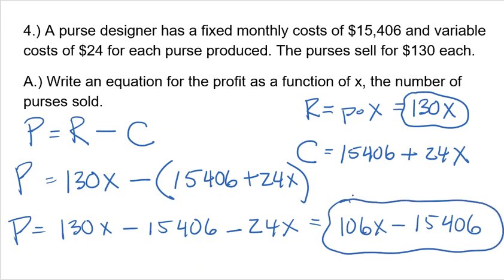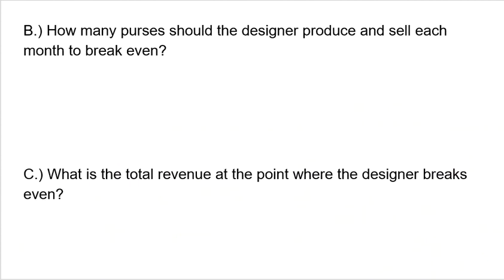If you know how many purses you're selling, plug it in. So if you only sell one purse, you are not making any money. You're going to make negative profit because you spent way too much in overhead and you only sold one purse. So you need to sell a lot of purses in order to start making money. Which leads me to the next question. How many purses should the designer produce and sell each month to break even?